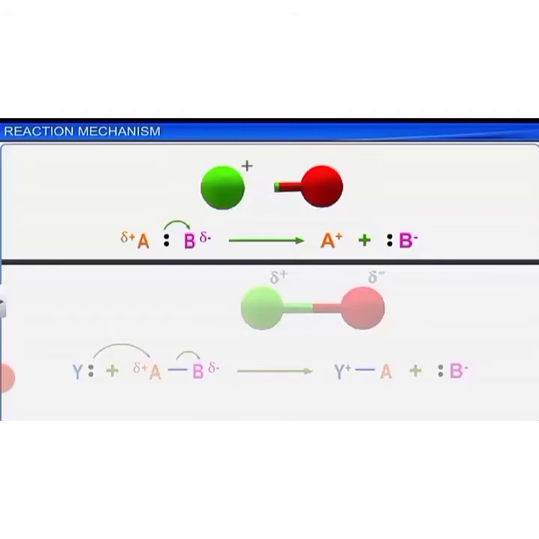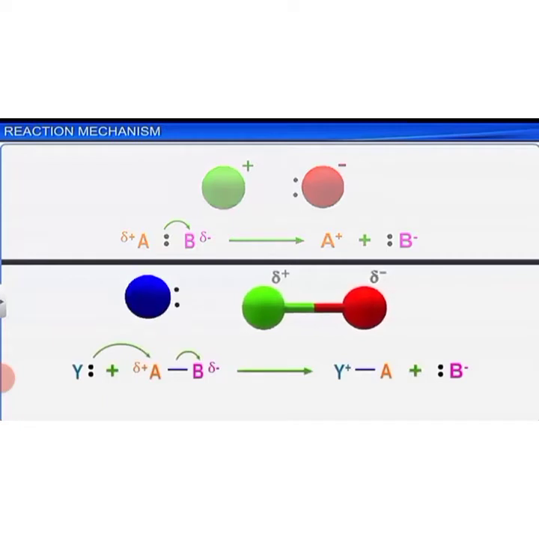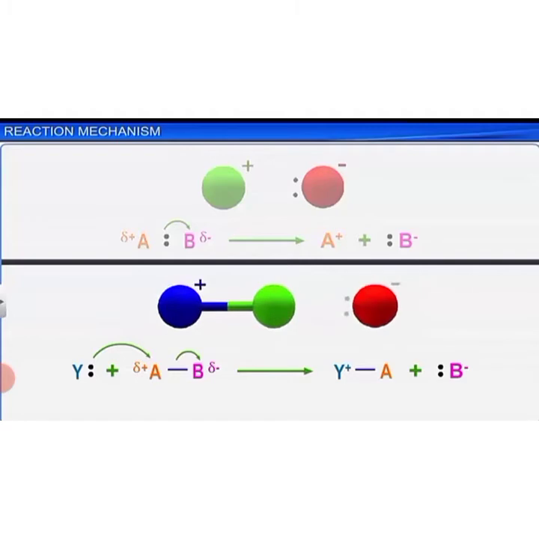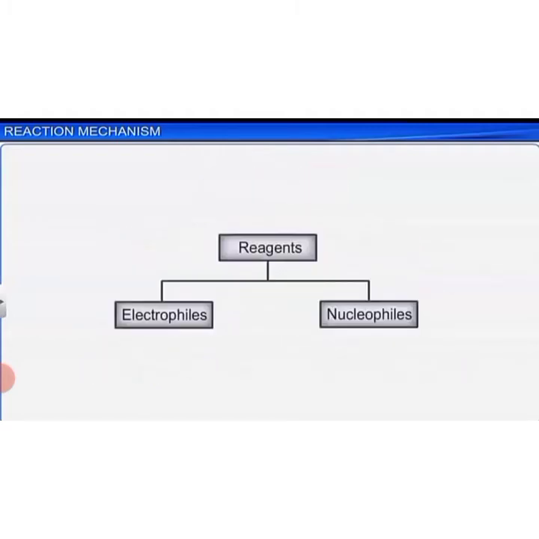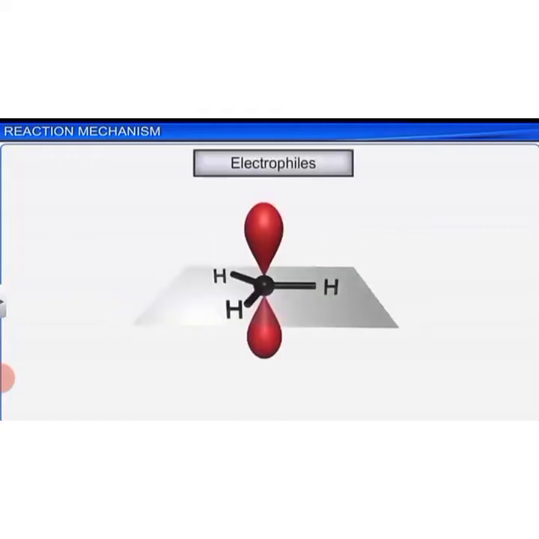All the organic reactions preceded by heterolytic bond cleavage are known as ionic or heteropolar or polar reactions. Polar organic reactions are caused by two types of reagents: electrophiles and nucleophiles. Electrophile is an electron-seeking or electron-loving species, as it is electron deficient.